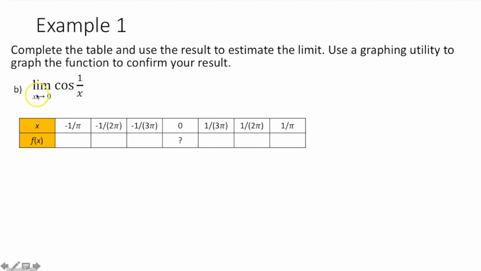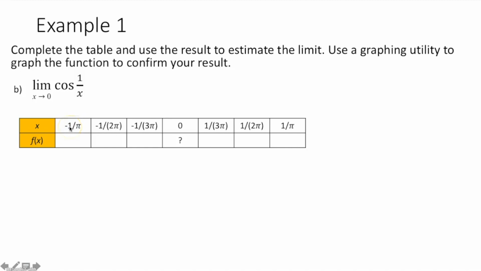We're taking the limit as x approaches 0, this time of cosine of 1 over x. So again, we're picking 3 x values to the left and 3 x values to the right of 0 because that's what x is approaching. And we're going to see if f of x approaches some value from both sides. Therefore, we can have a limit.